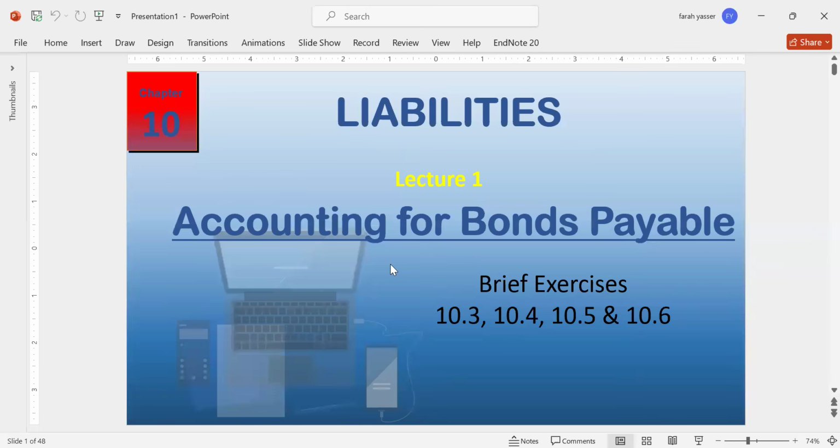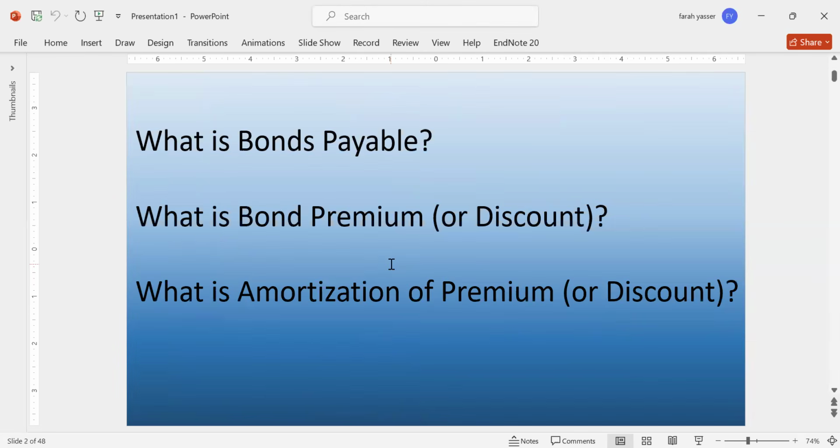Assalamualaikum class. In this lecture, we will be covering bonds payable, including the issuance of bonds at a premium or discount, calculating the interest thereon, and dealing with the amortization of the premium or discount as the case may be. So first of all, we should know some basic definitions or some basic concepts.